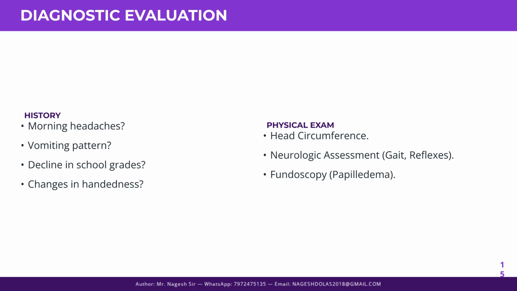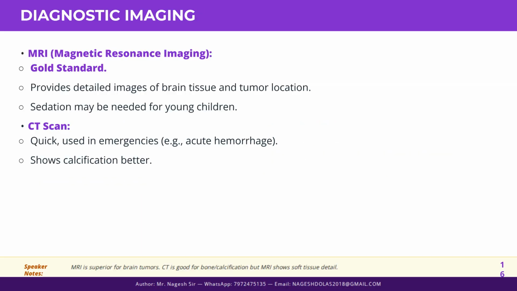Diagnostic evaluation begins with a thorough history, including inquiries about morning headaches, vomiting patterns, decline in school grades, and changes in handedness. The physical exam includes measuring head circumference, a neurological assessment of gait and reflexes, and fundoscopy to check for papilledema. For diagnostic imaging, MRI is the gold standard, providing detailed soft tissue images.